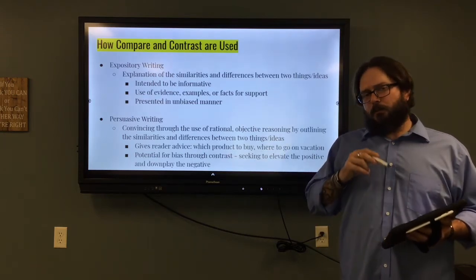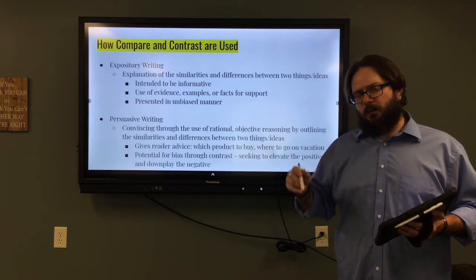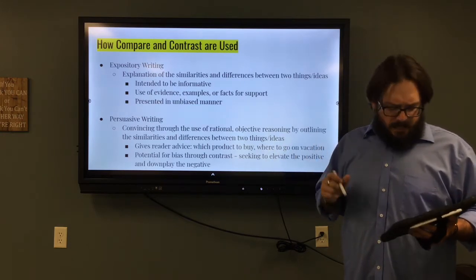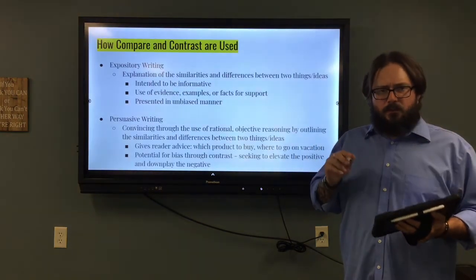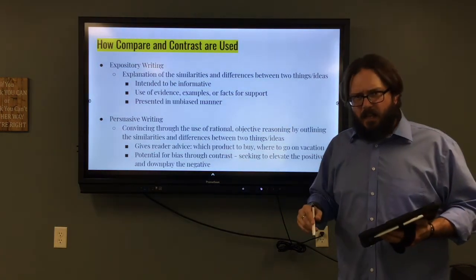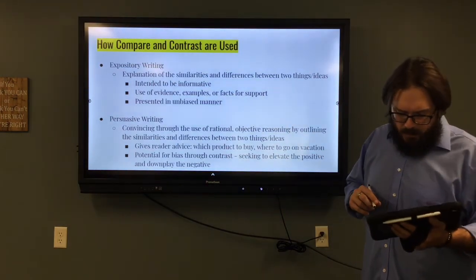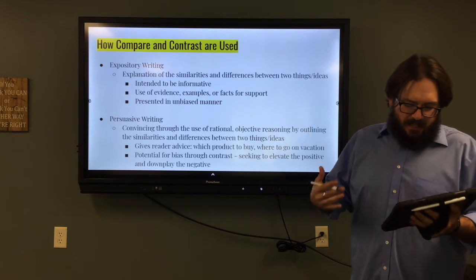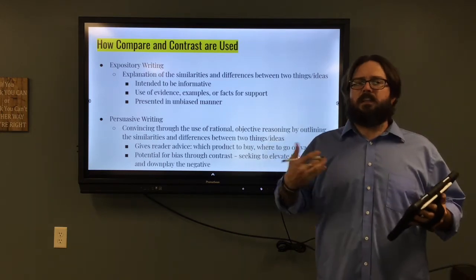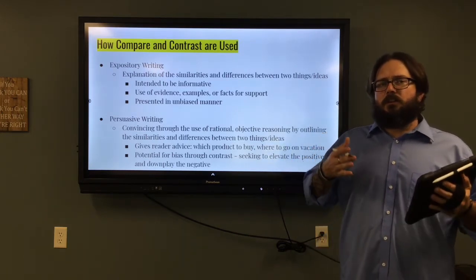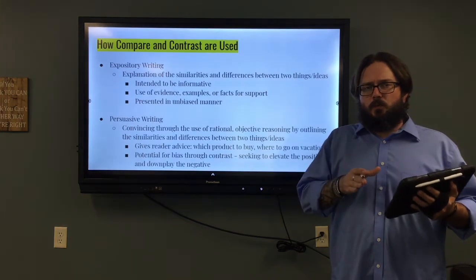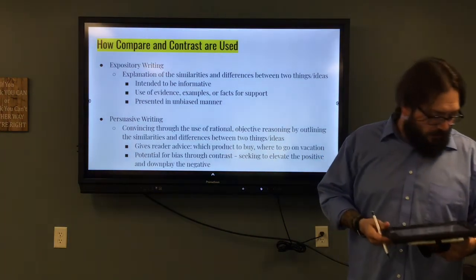The potential for bias in persuasive writing using compare and contrast is actually found on the contrast side of the equation. An author may seek to elevate the positive and downplay the negative in order to convince you to side one way or the other.